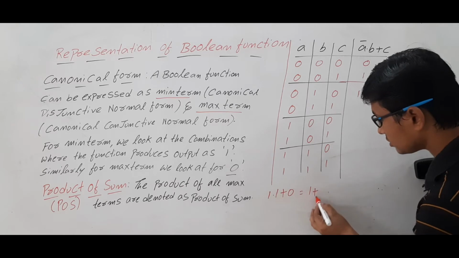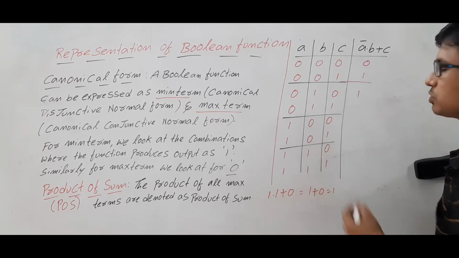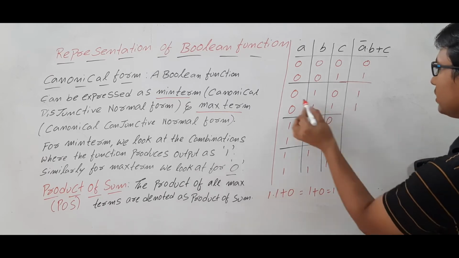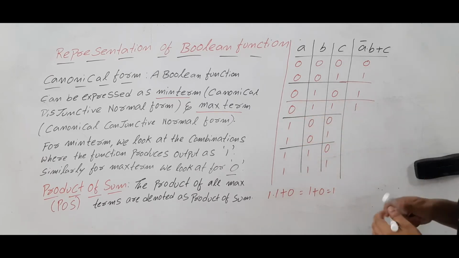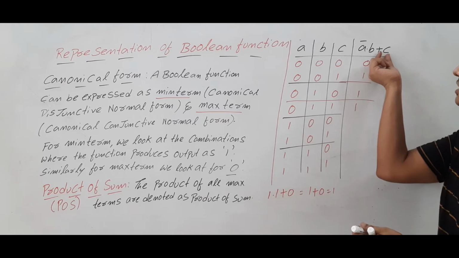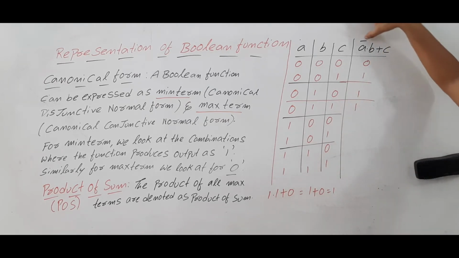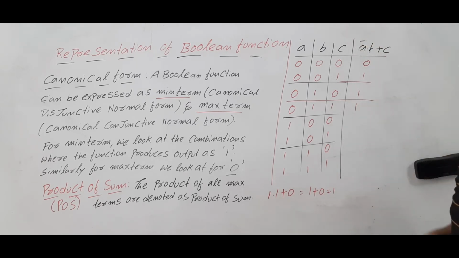OR 0 is equal to 1, so it is producing the output as 1. And this will produce the output as 1. If you want to verify, you can verify whatever this one is. If C is 1, you will get 1, am I right? OR 1, this is either 0 or 1, it will give me the output as 1 when C is 1.